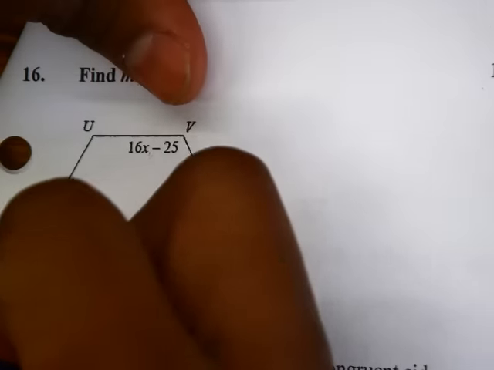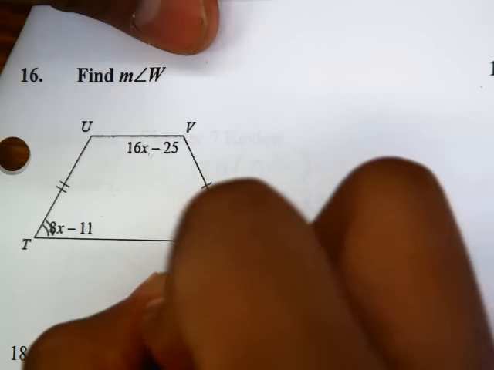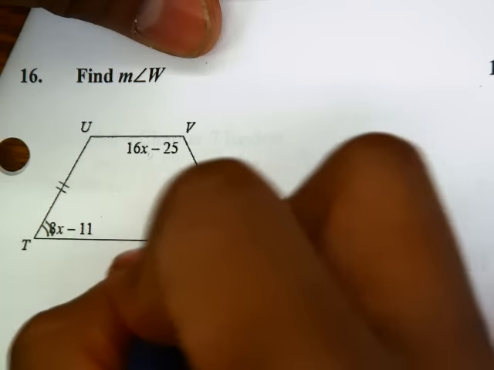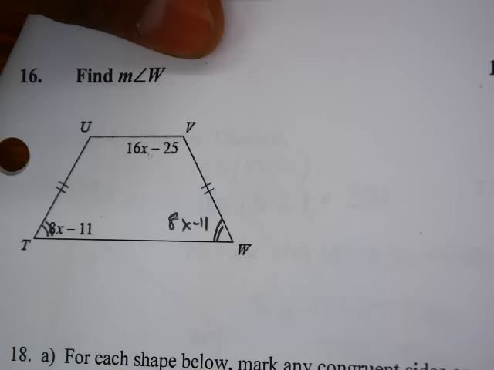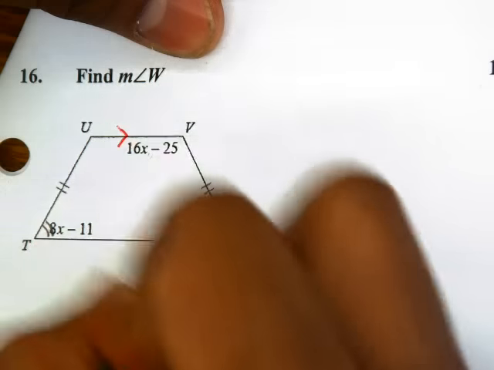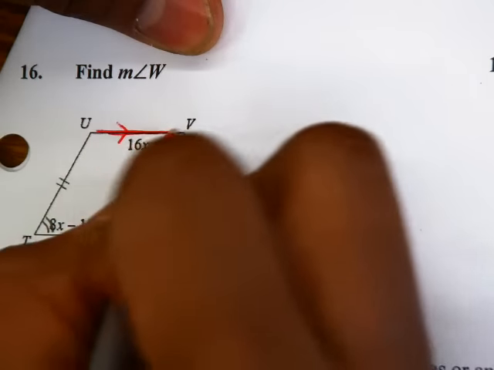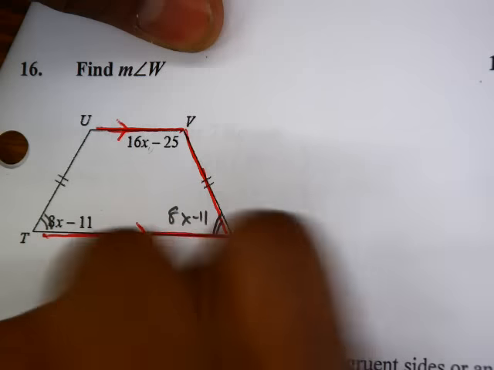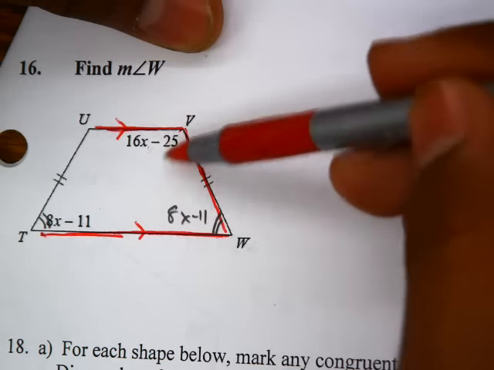What I do know is that this angle is equal to this angle, right? I can write an 8x minus 11 there. And since these are parallel, if this is a trapezoid, that will create same side interior angles here, where these have to add up to 180.